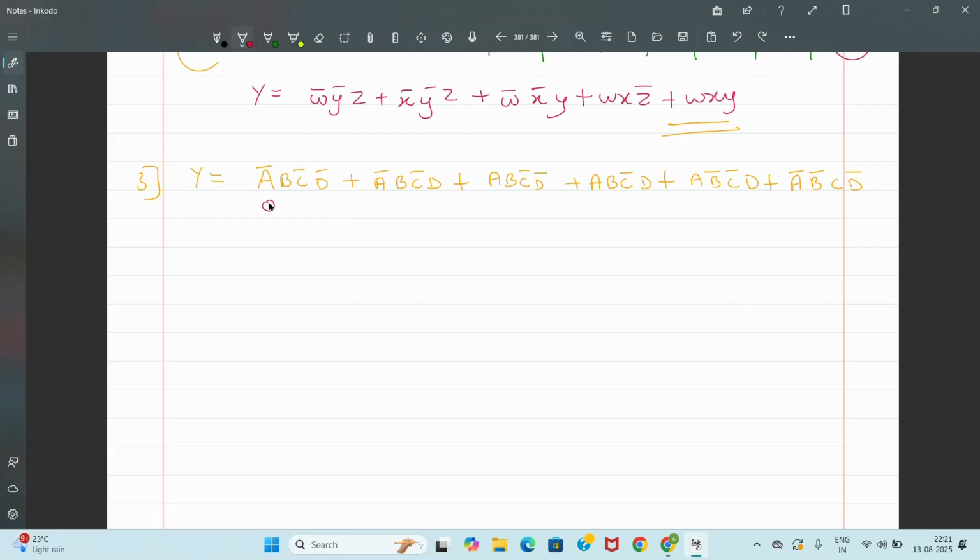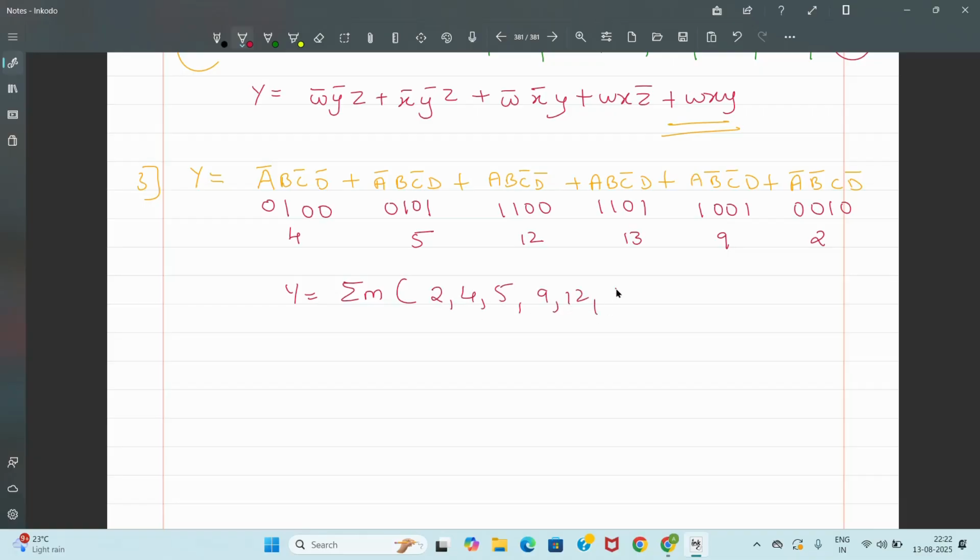If it is complement, it is 0. If it is original, as it is, 1. So 0, 1, 0, 0. This number will be 0, 1, 0, 1. This is 1, 1, 0, 0. 1, 1, 0, 1. 1, 0, 0, 1. 0, 0, 1, 0. Now, what is the decimal of this? 0, 1, 0, 0 is nothing but 4. 5. This is 12, 13, 9, and 2. So if I rearrange and write it, I'll get Y as 2, 4, 5, 9, 12, 13. This becomes your minterm form. Okay. Now you can continue with the QM method.